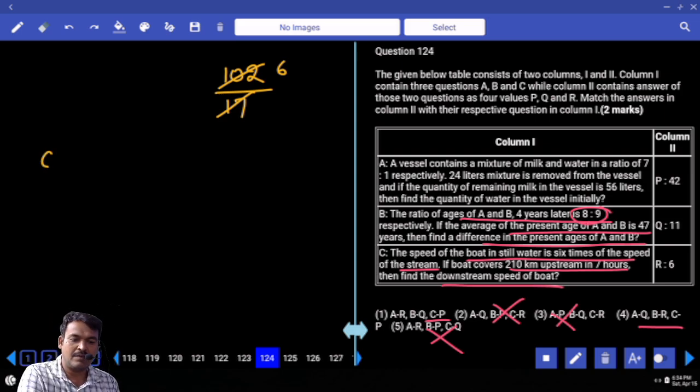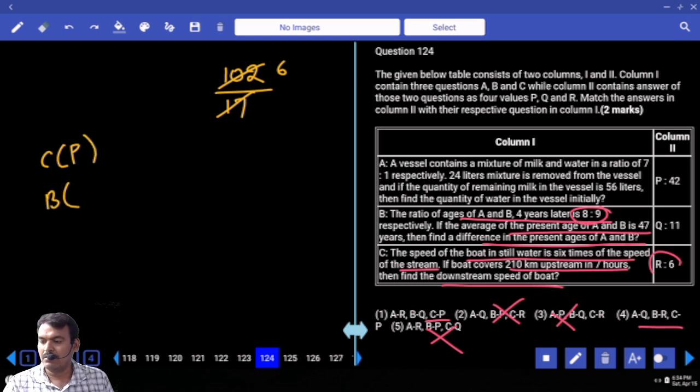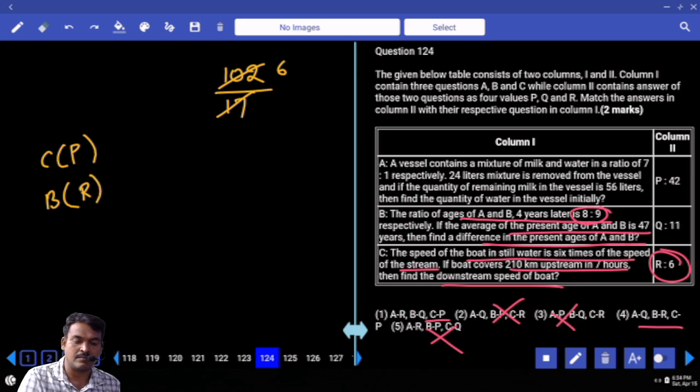Means already we know C value is P and B value is R. B is R. Which option? Fourth option. Yes or no? C, P, B, R. Which option? Fourth option.